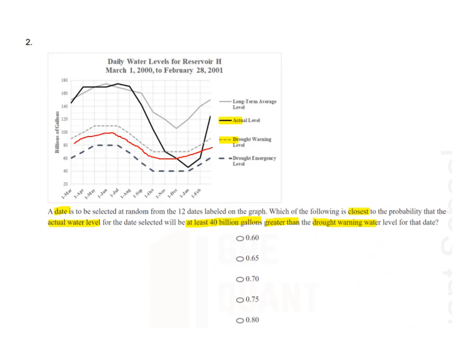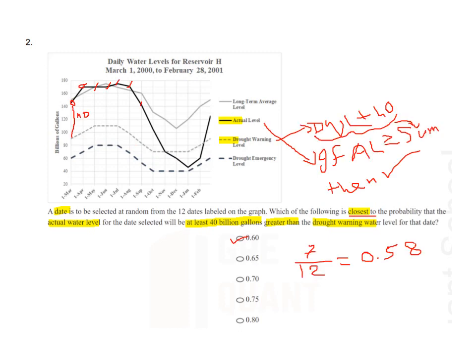Coming to the next question, it asked: a date is to be selected at random from the 12 dates labeled on the graph. Which of the following is closest to the probability that the actual water level for the date selected will be at least 40 billion gallons greater than the drought warning water level for that date? So to solve this, we need to add 40 to the drought warning level points.